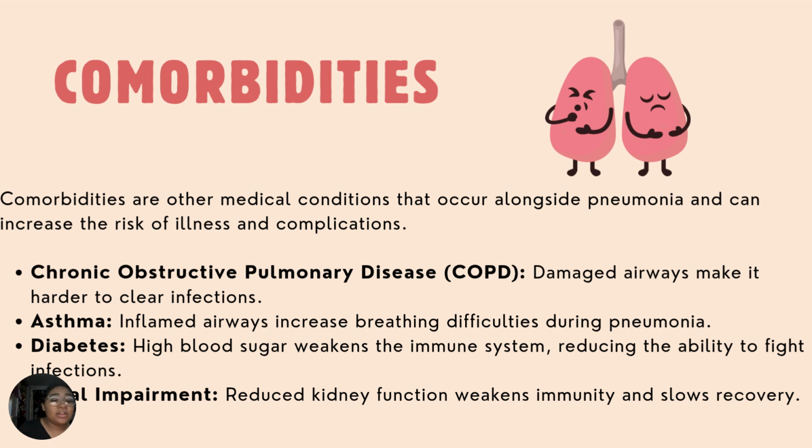And so then asthma is another one. Inflamed airways can increase difficulty in breathing, especially during pneumonia, because one of the symptoms of pneumonia is difficulty breathing. So on top of that, having asthma, that's very unfortunate. So then there's diabetes, where high blood sugar can weaken the immune system and reduce the ability to fight infections. And then we have renal impairment, which can reduce the kidney's functions and weaken the immune system, and that can lead to a slower recovery.